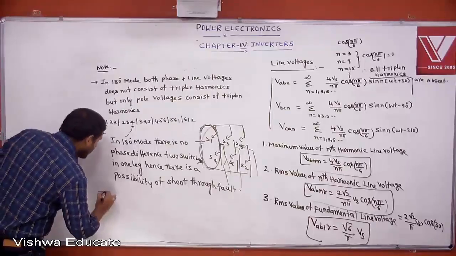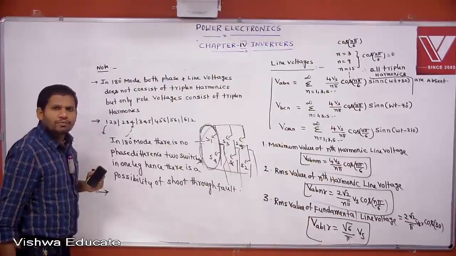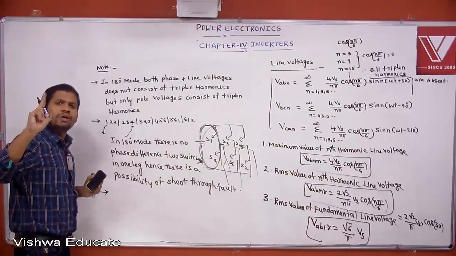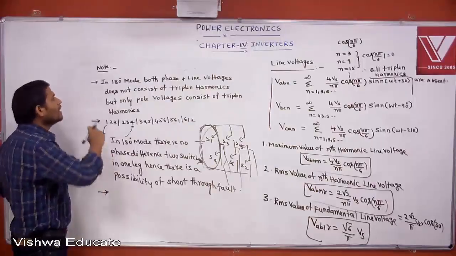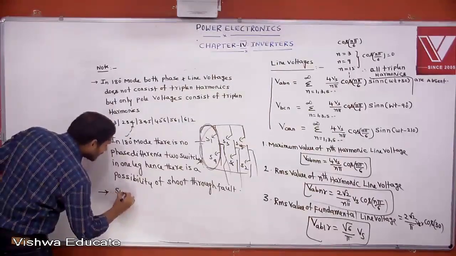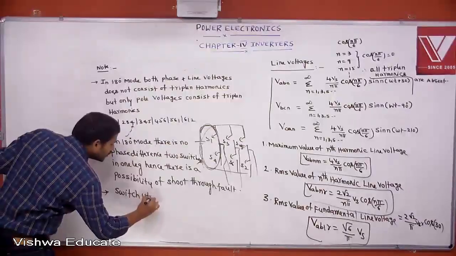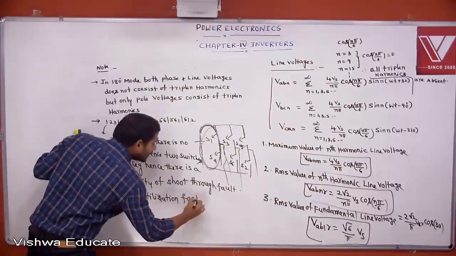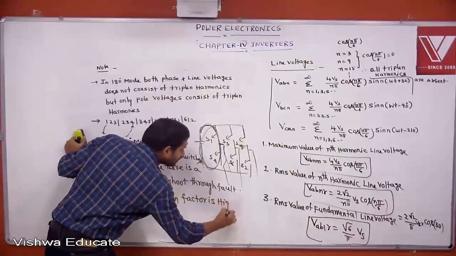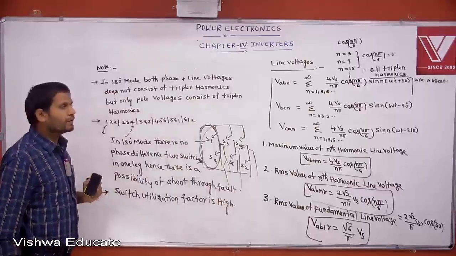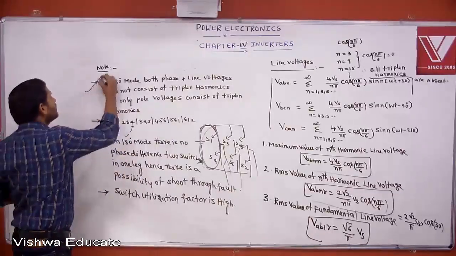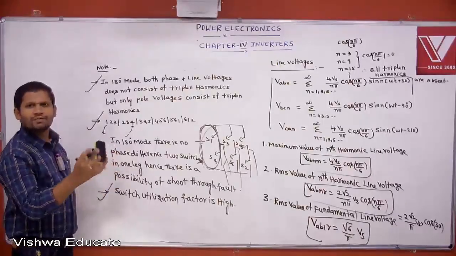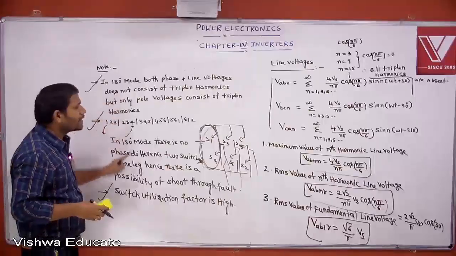Another point you remember: in 180-degree mode, at a time, 3 switches are conducting. But in 120-degree mode, it is only 2 switches. That you will see later on. That's why, in 180-degree mode, switch utilization factor is high, because at a time, 3 switches are conducting. Okay, these are some special points with respect to 180-degree mode. Some other 1 or 2 points I will discuss after completing 120-degree mode also. Mainly concentrate on this one.